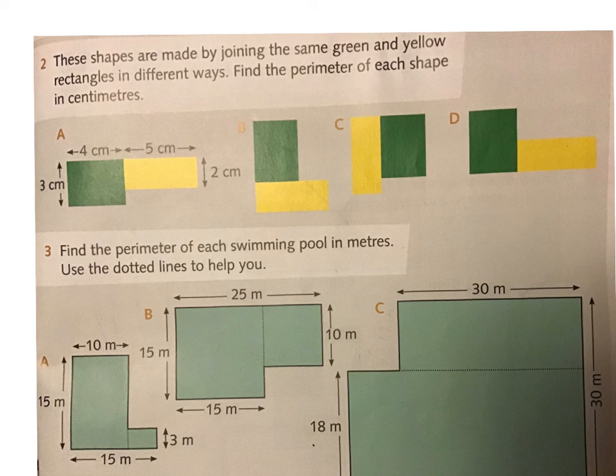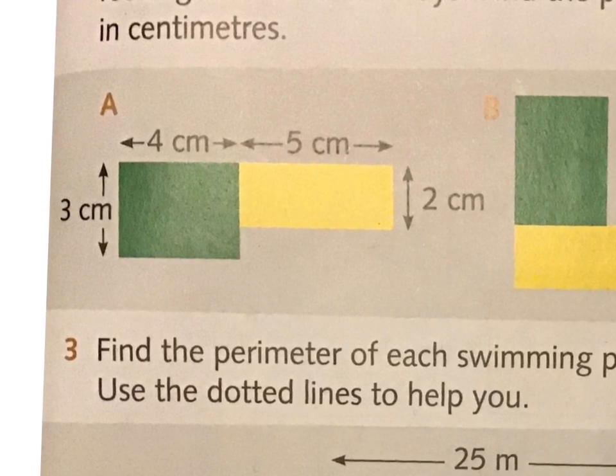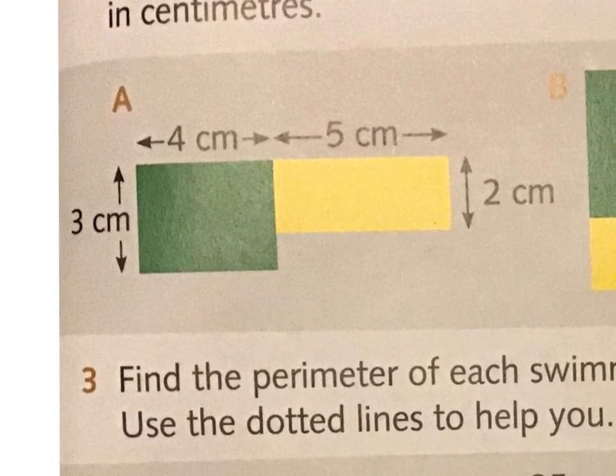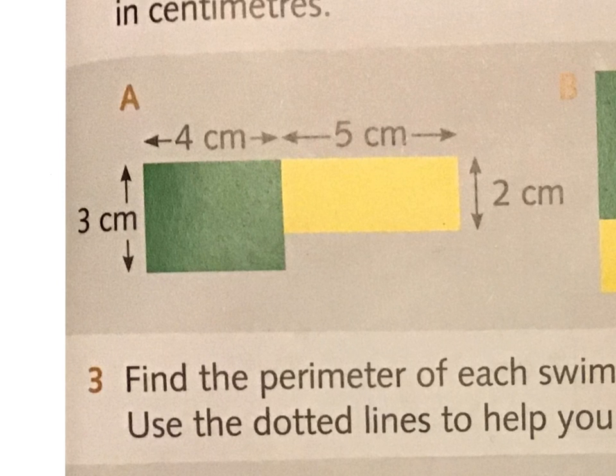Challenge 2, question 2 says, these shapes are made by joining the same green and yellow rectangles in different ways. Find the perimeter of each shape in centimetres. Now, if we have a look at A, it gives us the lengths of each of the sides. So the green rectangle is always 4 centimetres wide and 3 centimetres long, and the yellow rectangle is always 5 centimetres wide and 2 centimetres long.